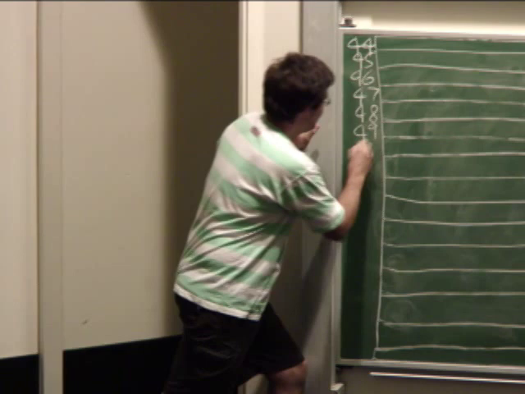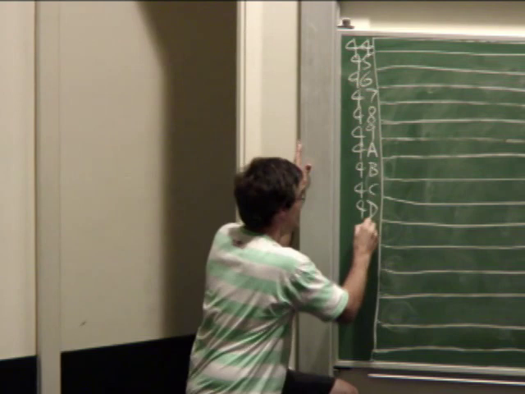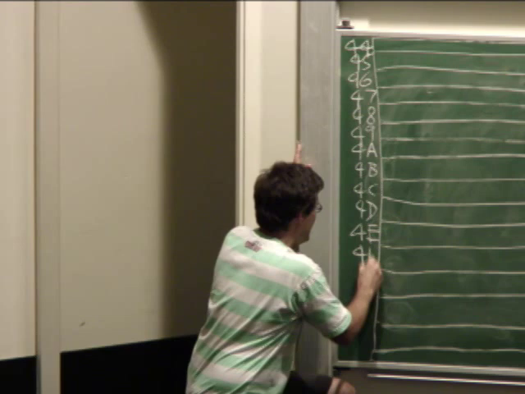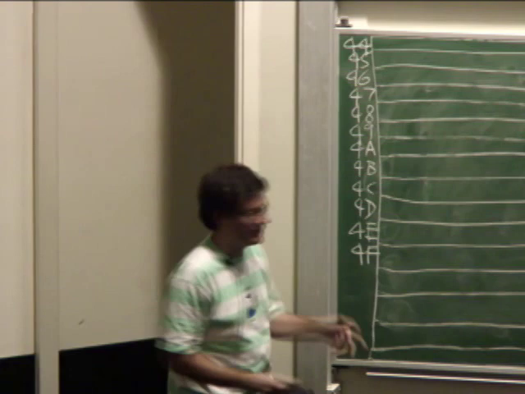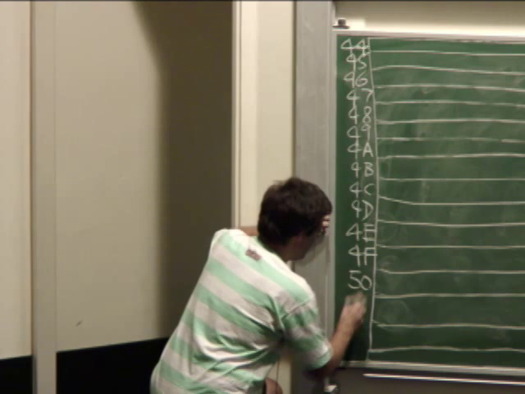4-A. This is 4-B. This is 4-C. This is 4-D. This is 4-E. This is 4-F. What comes after F? That's like a 9 in decimal. So we're up to 49 sort of thing. So what's going to be now? 5-0. 5-1, 5-2. Cool. That's a very neat table.